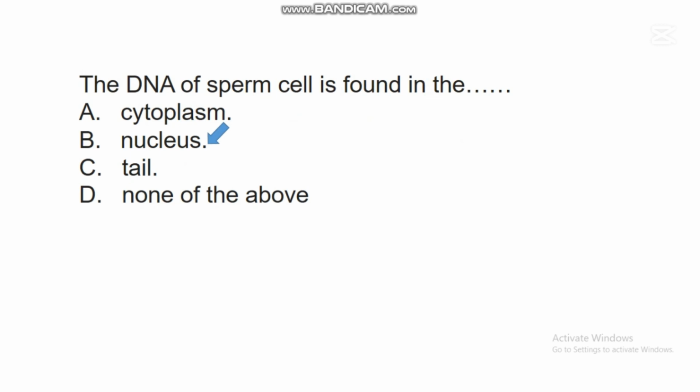Nucleus. A sperm cell has many parts, and these parts include the nucleus, the head, the mitochondrion, the tail, and many other parts. So the nucleus of a sperm cell contains the genetic information about that sperm cell. The nucleus contains what we call DNA. DNA means deoxyribonucleic acid. This deoxyribonucleic acid contains the genes of an organism. So the DNA of sperm cell is found in the nucleus.